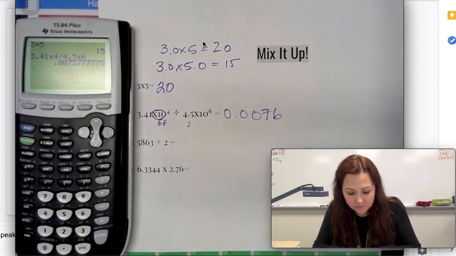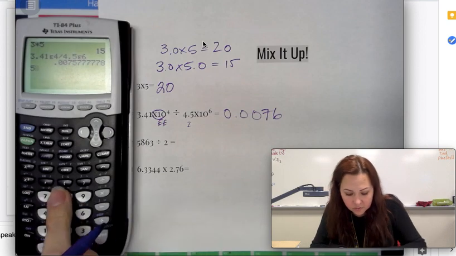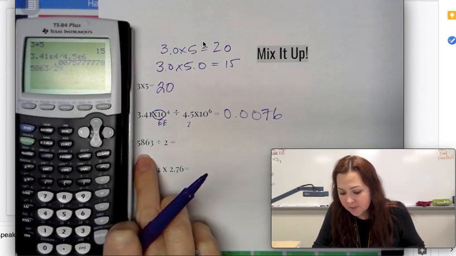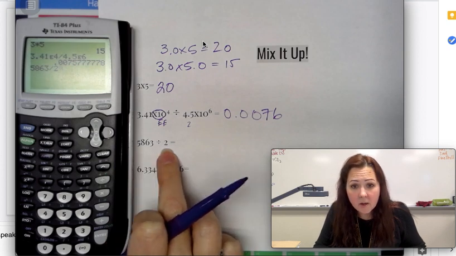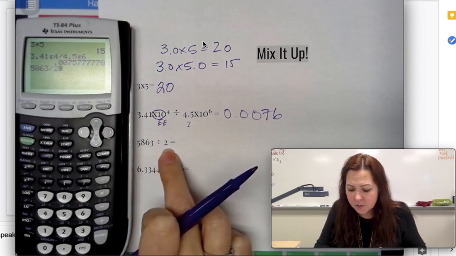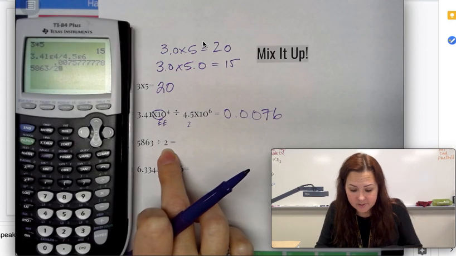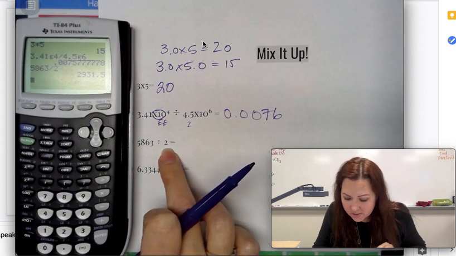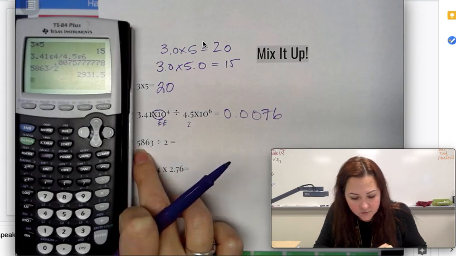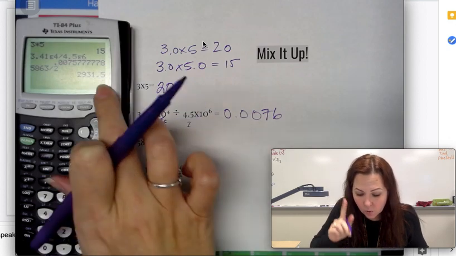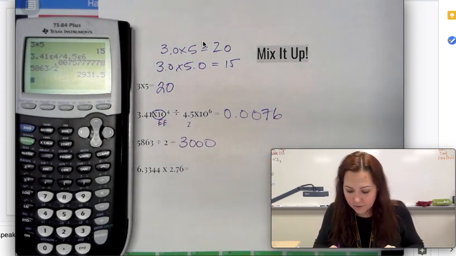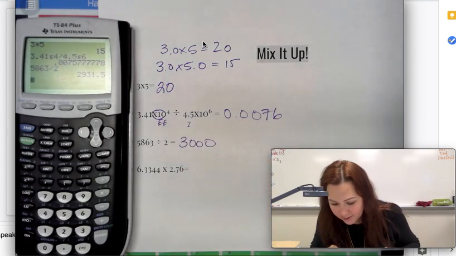The next one, 5863 divided by 2. This number has 4 SigFigs. This one has 1. Because we are doing division here, you have to use the least amount of SigFigs. So with this one, we are dividing. The 9 makes the 2 go up, so we'd have 3,000 here. Didn't do a very good job mixing these up. These are all multiplication and division.